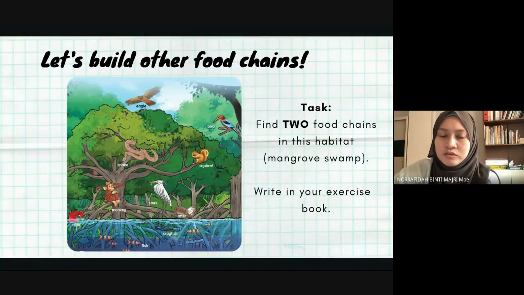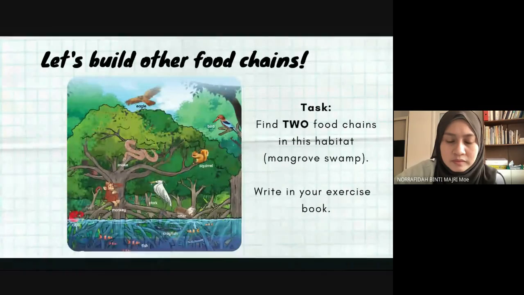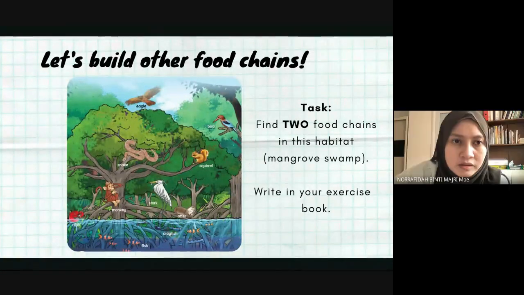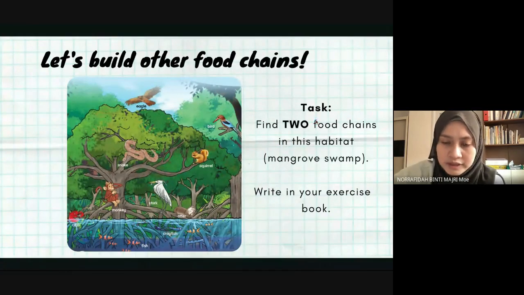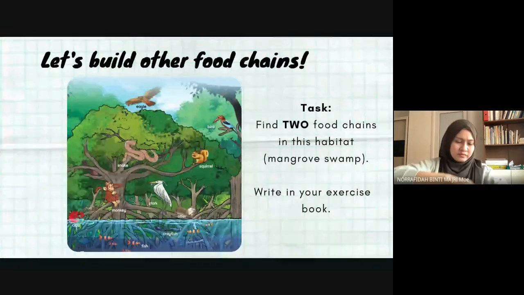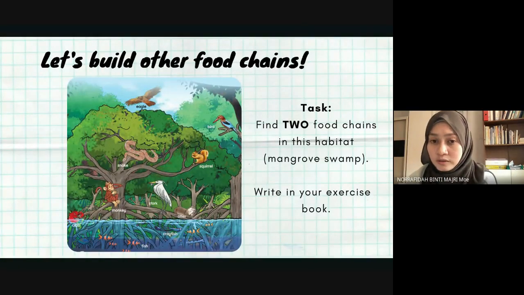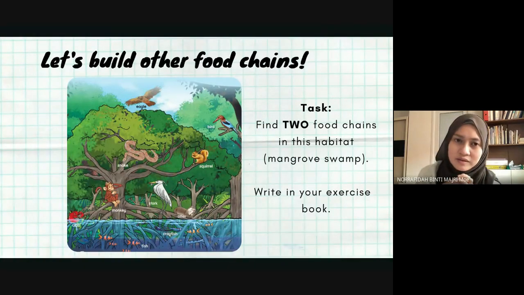Do you have a paper and pencil right now? Yes. Okay, let's build other food chains. Your task right now, I'm waiting: you have to find 2 food chains in this habitat. You must start with plants. You just write down fruits or plants, and then you draw an arrow. Can you do it now? I will wait for 2 or 3 minutes. After that, you turn on your camera and show the teacher.